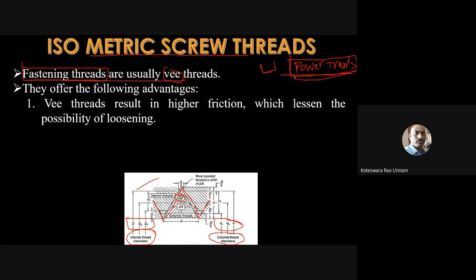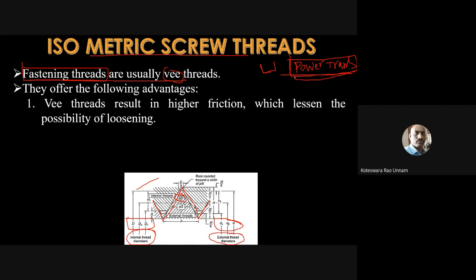If friction is more, more energy is lost in the friction. So we'll choose threads such that the friction is less in case of power transmission. So the threads which are having less friction, examples for that are Acme thread and square threads.